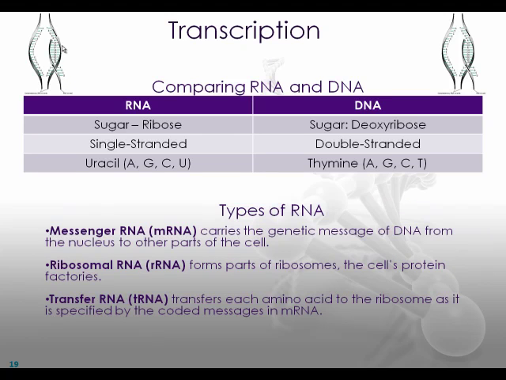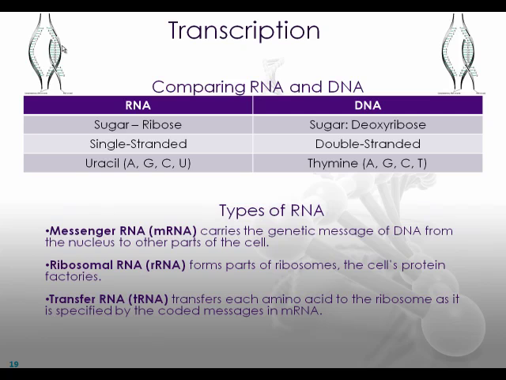Here you will find a chart comparing RNA to DNA. The sugar in RNA is called ribose. The sugar in DNA is called deoxyribose. RNA is single-stranded. DNA is double-stranded. Uracil has replaced thymine in RNA, so therefore the bases in RNA will be A, G, C, and U. The bases in DNA, as we stated earlier, would be A, G, C, and T.